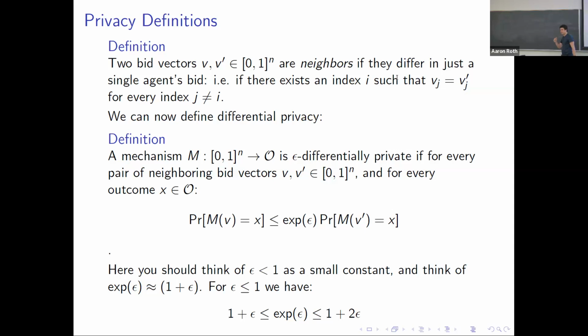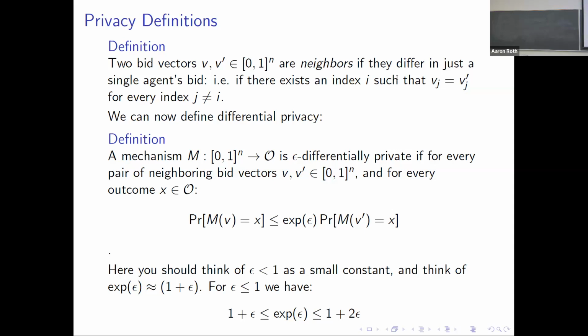So on the one hand, if epsilon was 0, this would be saying the outcome of the mechanism, the price chosen, is literally independent of everyone's bid. It cannot be affected at all by anyone's bid. On the one hand, then we'd have a truly dominant strategy truthful mechanism.